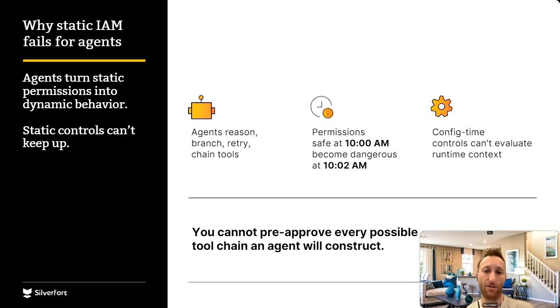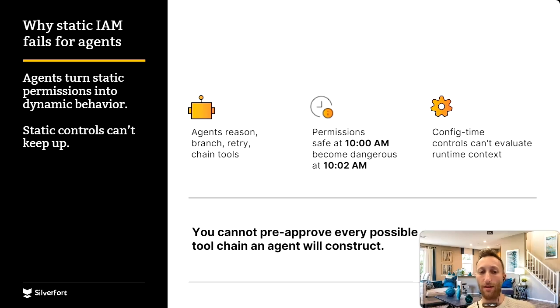But AI agents, and the uniqueness that they bring to the table, break those assumptions, right? They can reason, they can branch, they can retry when something fails, they can even invent ways to accomplish the task that it was sent to do without you even thinking about it. And they can chain tools together in ways that were never anticipated before. So if you think about it, a permission that was safe at 10 a.m. in the morning can be dangerous 2 minutes afterwards, if an agent is trying to do something different than what you expected.